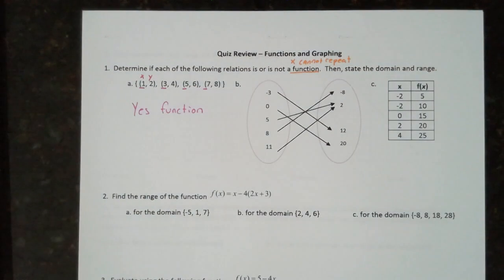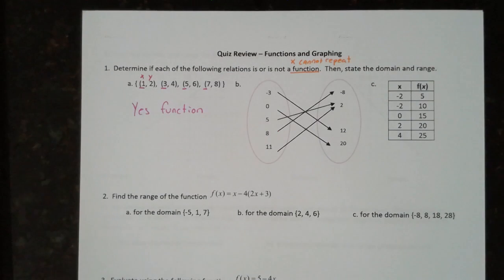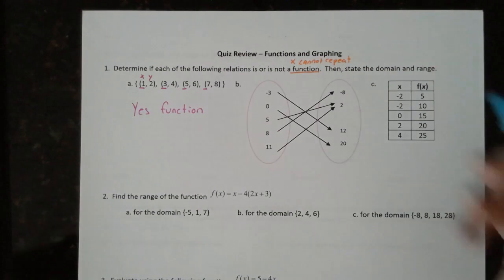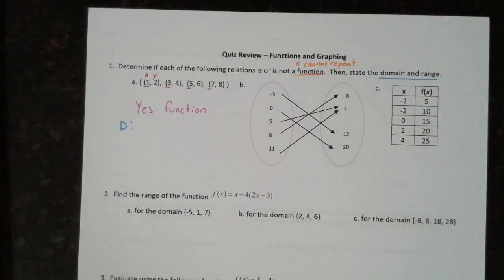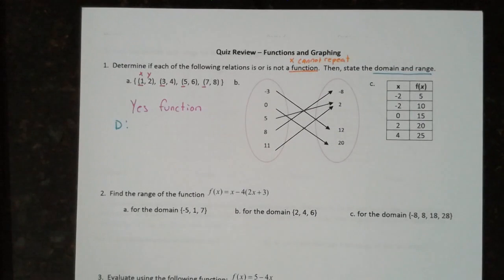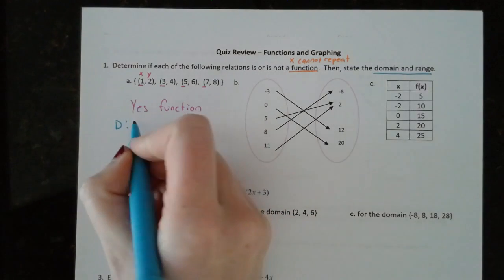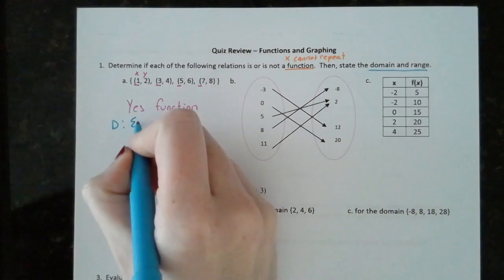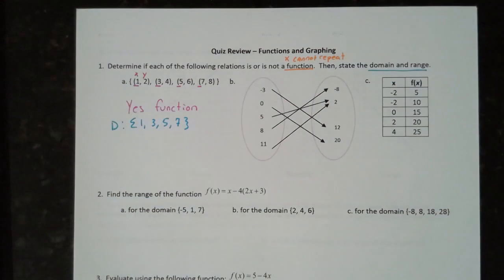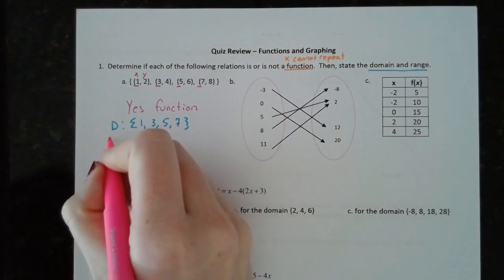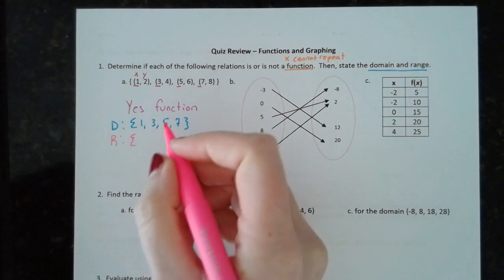But don't forget, it also told us to state our domain and our range, okay? So for our domain, whenever we have coordinate points like this, all we're going to do is list them out. So 1, 3, 5, and 7. And then same thing for our range, and 8, and they need to be in order from least to greatest.